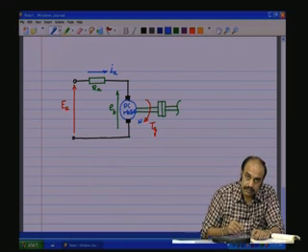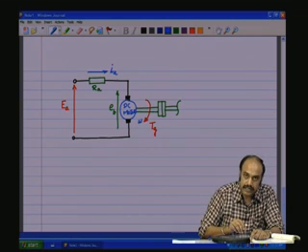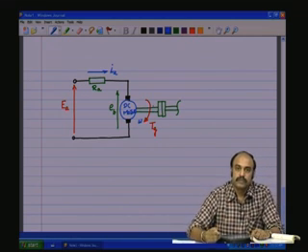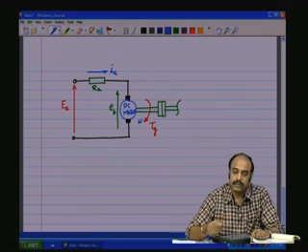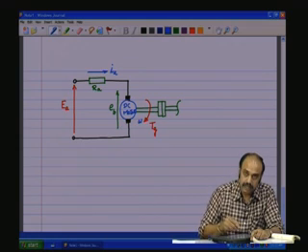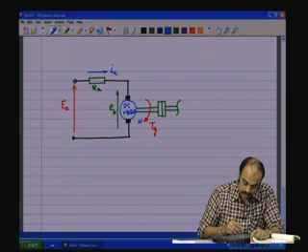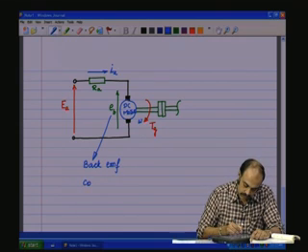And reduction in the EMF here means that there is greater drop across RA, which will force a higher current, which will try to increase the power fed to the machine and thereby make it rotate at a higher speed, bring it back to a higher speed. This EMF is called the back EMF, or also called the counter EMF.